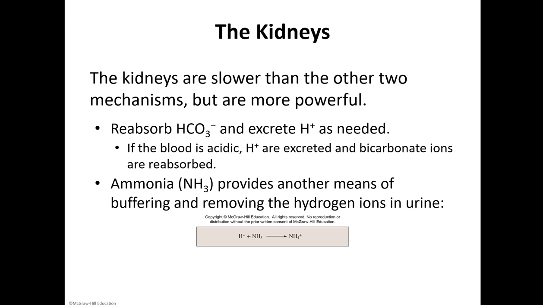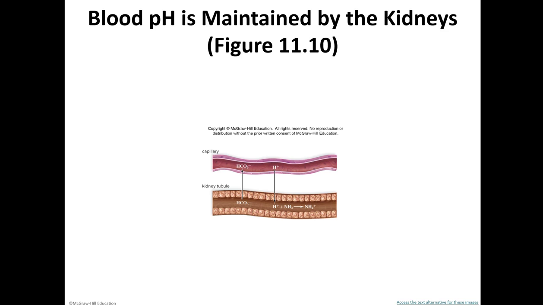The kidneys can get rid of a wide range of acidic and basic substances. The kidneys are slower acting than the buffer system and the respiratory system. They can reabsorb bicarbonate and excrete protons as needed. Ammonia, NH3, provides another means of buffering by removing hydrogen ions in urine. Protons plus NH3 becomes ammonium, NH4+. Here's a picture that shows you the movement of bicarbonate with the proton, and the proton can be bound to ammonia to become ammonium.